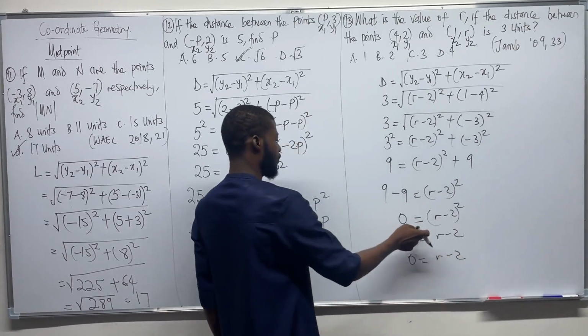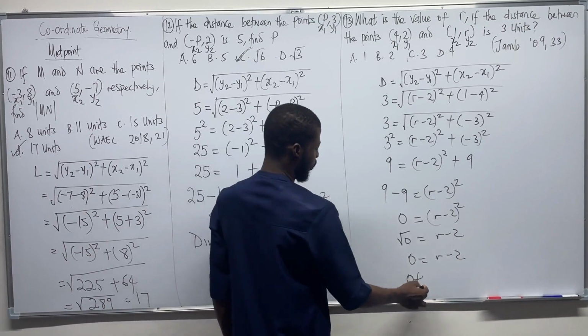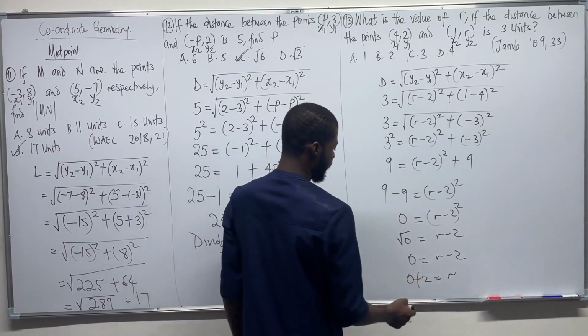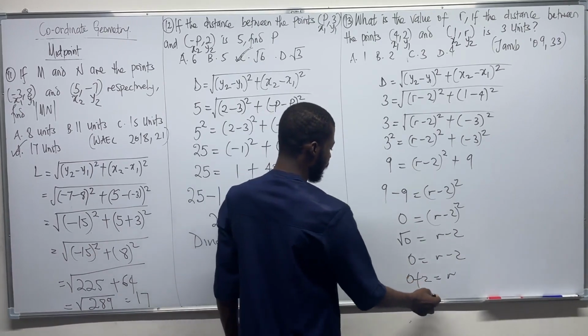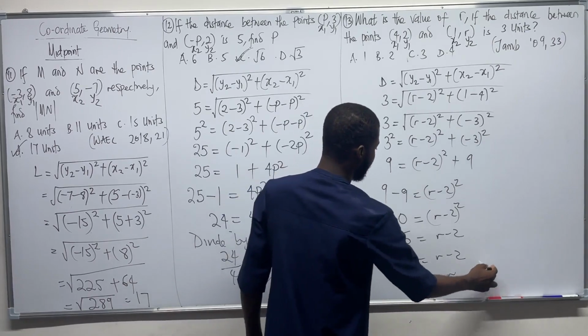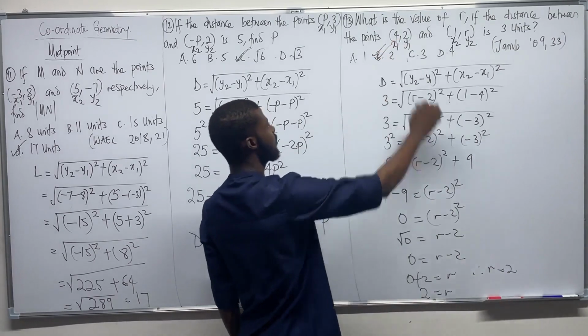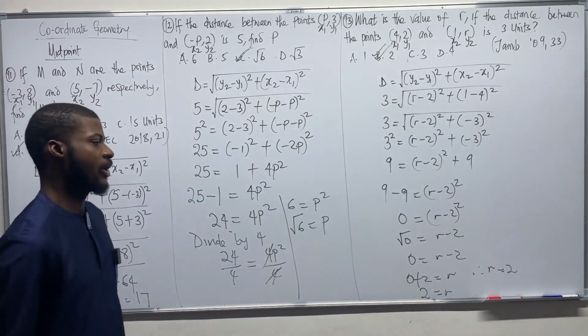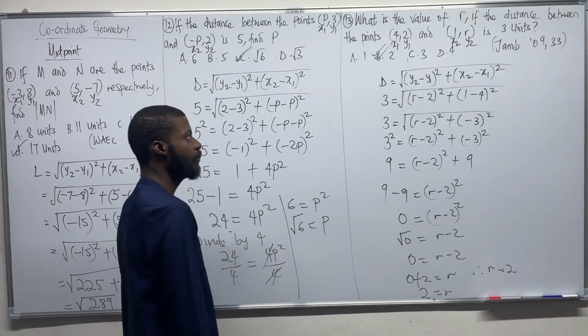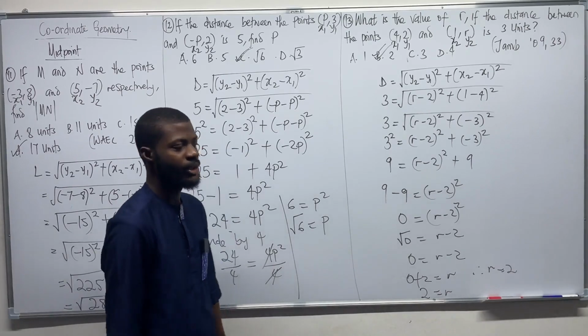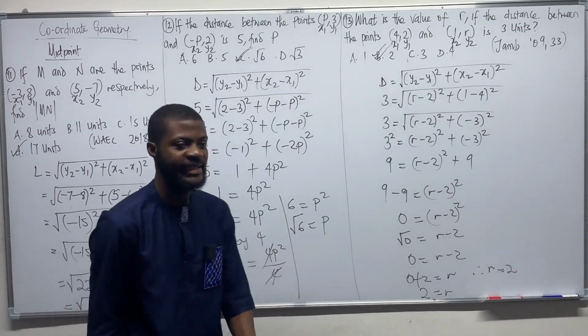If I bring the minus 2 to the other side, this becomes 0 plus 2 equal to r. And 0 plus 2 is 2, equal to r. So this means r is equal to 2. So that's your answer, B. So that becomes the answer to that very problem. Let us go to the next question, number 14.